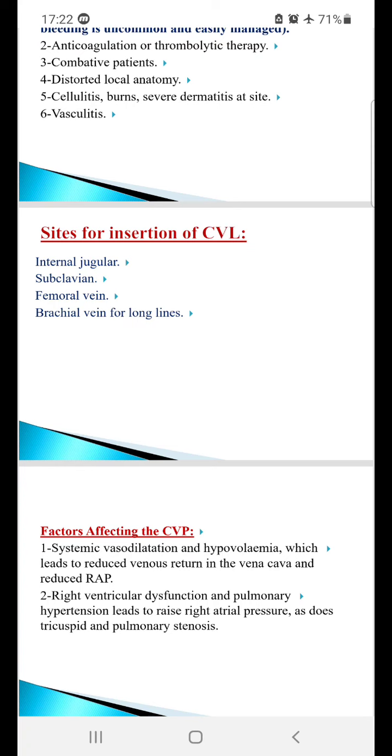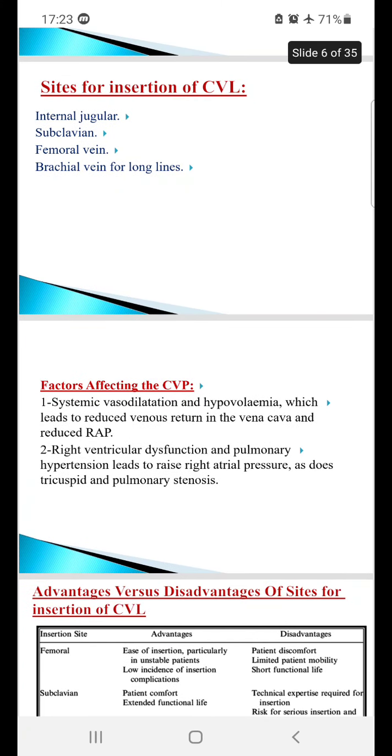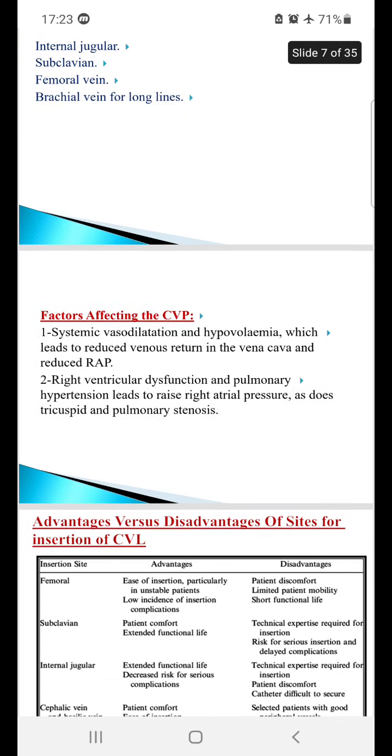Factors affecting the CVP: systemic vasodilatation and hypovolemia lead to reduced venous return into the vena cava and reduced right atrial pressure. Right ventricular dysfunction and pulmonary hypertension lead to high right atrial pressure, as do tricuspid and pulmonary stenosis.